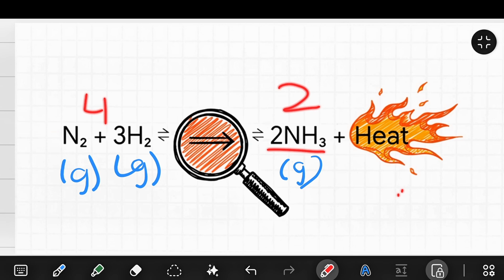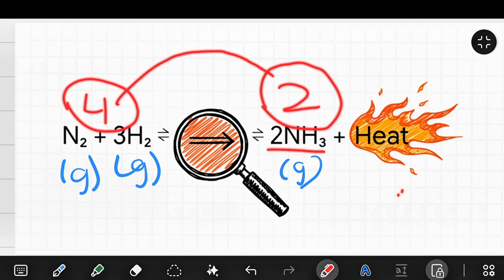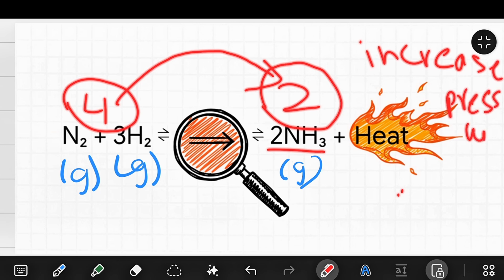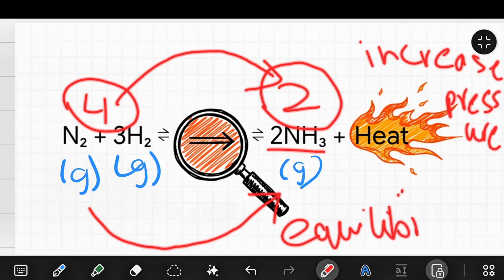Now, we're going to want a higher pressure because there are fewer molecules of gaseous products than our reactants, because there are 2 moles of products and 4 moles of reactants. So in order to get more product, we need to increase the pressure. I think you all know where I'm going with this. We need to increase the pressure, so the position of equilibrium will shift to the right, giving us more ammonia and higher yield.